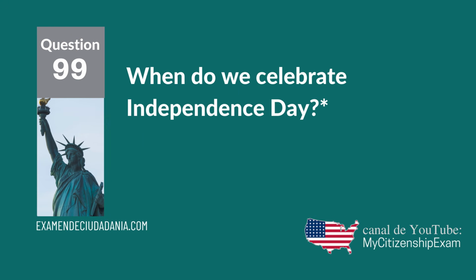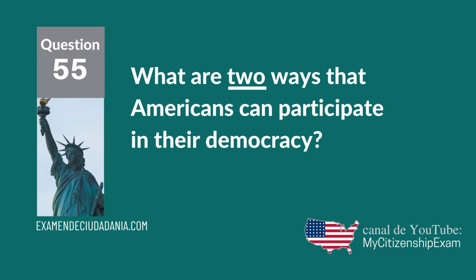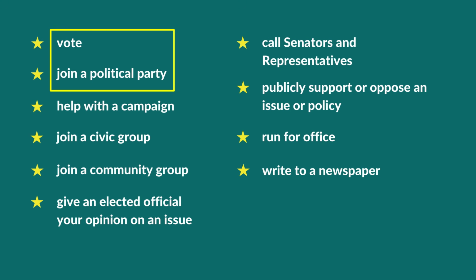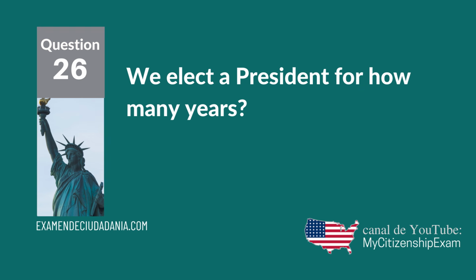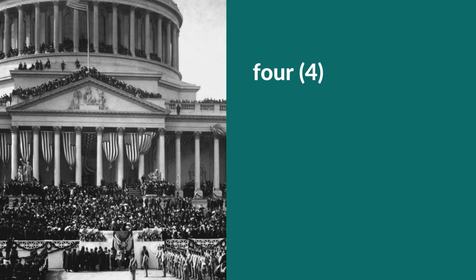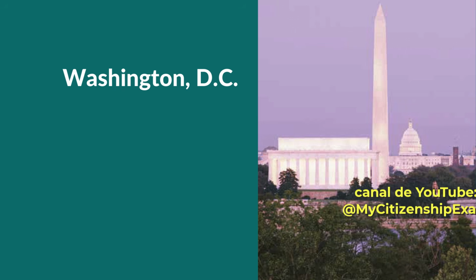When do we celebrate Independence Day? July 4th. What are 2 ways that Americans can participate in their democracy? Vote. Join a political party. We elect a president for how many years? 4. What is the capital of the United States? Washington, D.C.